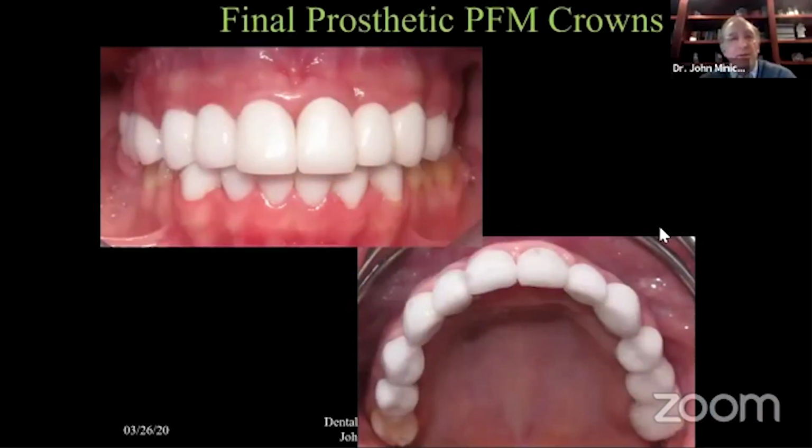And if you look at the final prosthetic results, what we ended up with was crowns from tooth number 3 through number 13, and implant replacement in the area of number 3, number 6 and number 7, number 10 and 11.